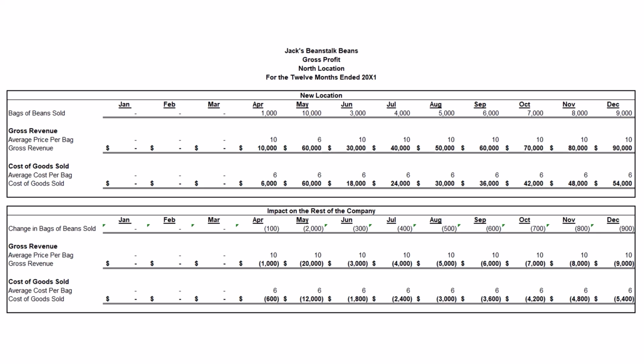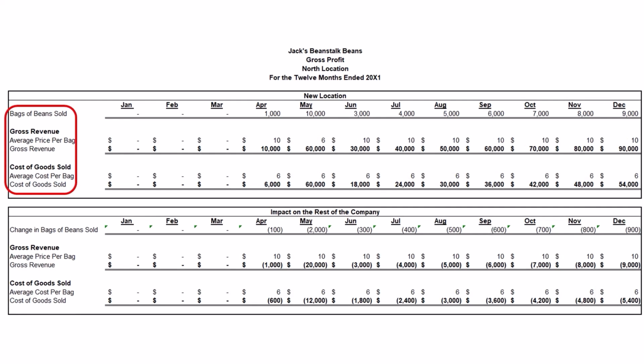Different versions of key assumptions like the number of bags and average price per bag can be quickly changed on this sheet to come up with different gross profit scenarios. The row titles on the far left of the worksheet are the key assumptions I talked about earlier in the course. Jack's unit of sale is a bag of beans. Gross revenue is the average price of a bag of beans times the number of bags sold. Cost of goods sold is the average cost per bag times the number of bags sold.